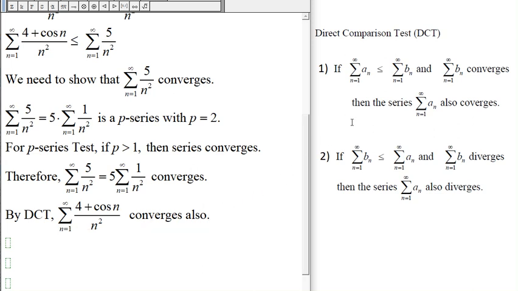So once again, to use the direct comparison test, we have to show two things. Series a sub n is less than or equal to series b sub n, and we also have to show that the series b sub n converges.